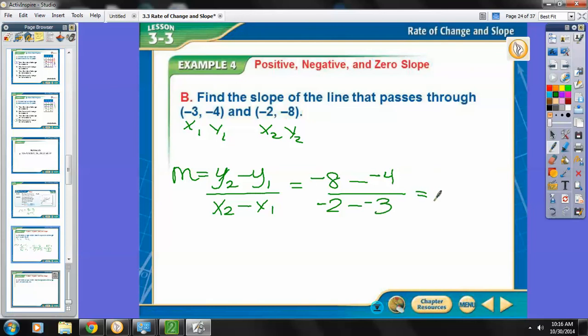Do we change? We do have -8 minus a -4. I would encourage you to add the opposite there. So -8 plus 4 is -4. In the denominator we have -2 minus a -3. -2 plus 3 is really 1. -4 over 1 is really -4. I need you to simplify.